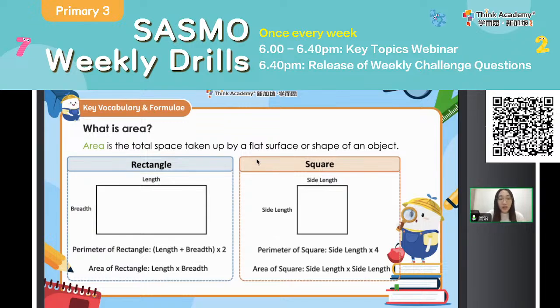So we already learned that how to figure out the perimeter of rectangle and perimeter of square. That is, you add all the sides together. Then what about when it comes to the area? If it is the area of a rectangle, we just multiply the length by the width. And what about the area of square? Since all the sides are of the same length, that is a side length multiplied by side length itself.